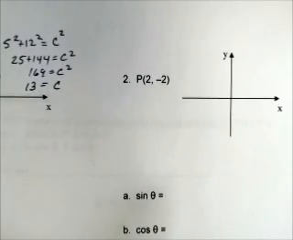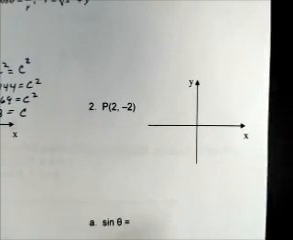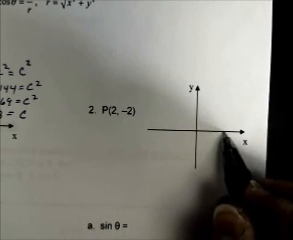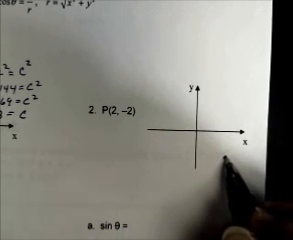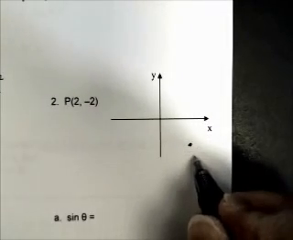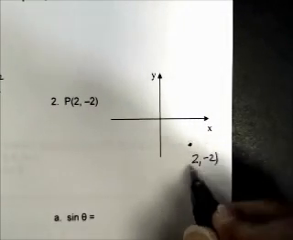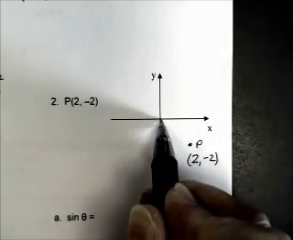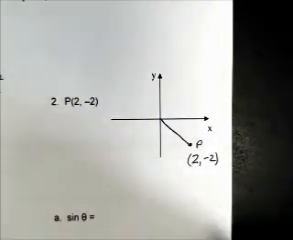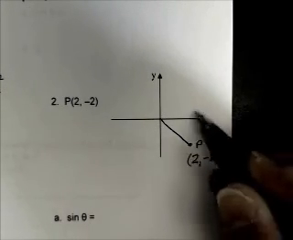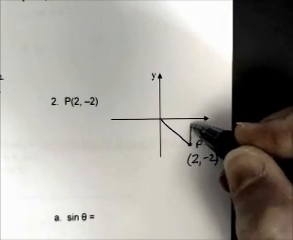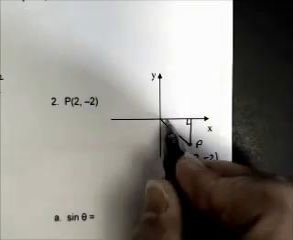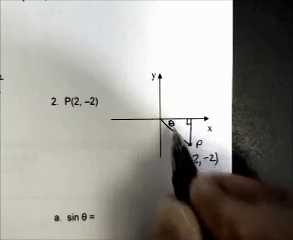Next, number 2, we're doing the other 3 the same way. So we plot the point. So point P is 2, negative 2. So positive 2, negative 2. Oh, about here. We connect from the origin to point P. And then from point P, we want a perpendicular to the x-axis. There's our right triangle. Here's theta.